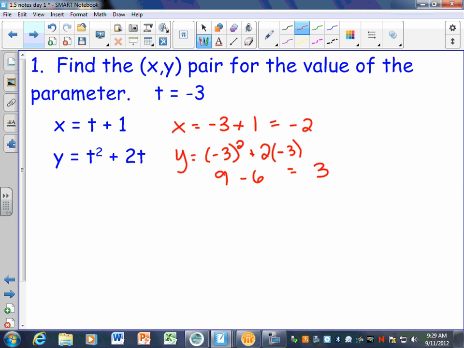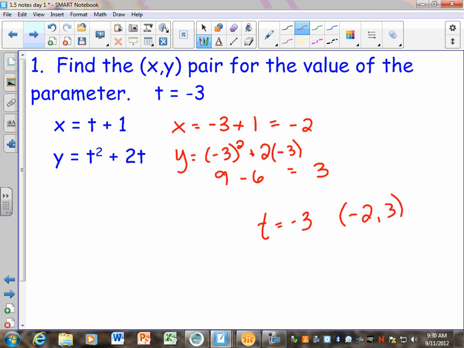With a graph, we're going to do the same thing. We're just going to do this for more than one point. But when t equals -3, the ordered pair would be what x and y are, which is just -2 and 3. This is what you graph. You don't graph the t part. But you're not graphing this one anyway. I think that's the first part of your homework today. Not so bad. Questions about that?